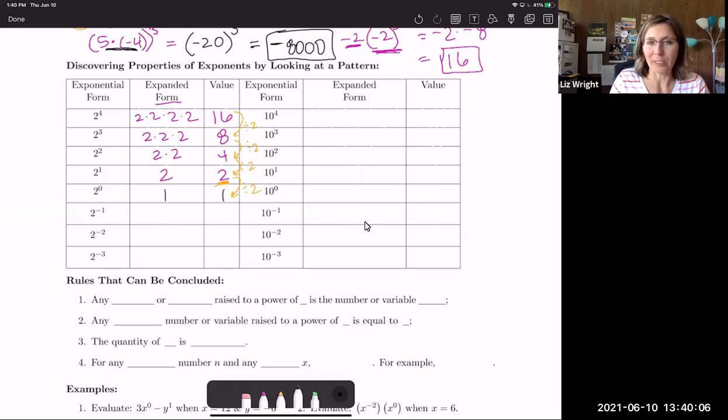Now, you may not remember what 2 to the -1 is. Well, let's see what happens with our pattern. If we keep going like this, and we say every answer we get, we're going to divide by 2, divide by 2, divide by 2, because that's what our base is, right? That's why we're dividing by 2, because that's what our base over here is. So what would happen if I took 1 and I divide it by 2?